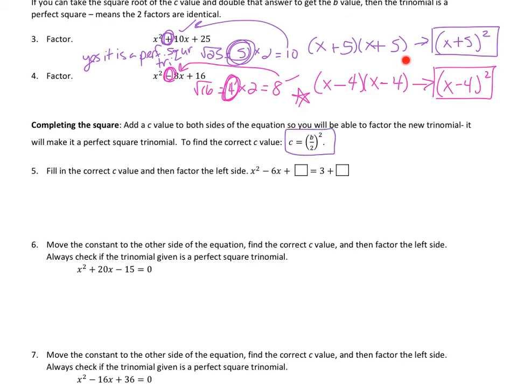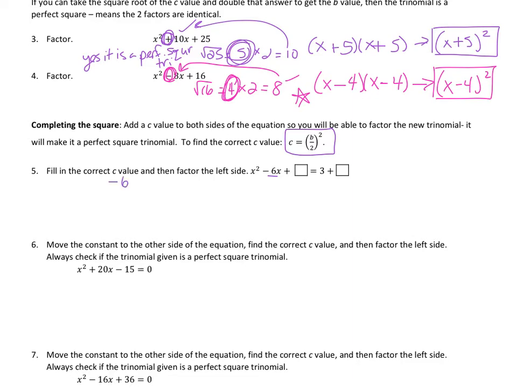So this is the equation that you're going to use to find out what that new c value is, so that it ends up working out like we did in these last two, where it will be a perfect square trinomial. That's the end goal. So if it doesn't come out that way, then you have to go back and rework that c value to find the correct one. So in number 5, we're just going to find what the c value is, and then we're going to factor it also.